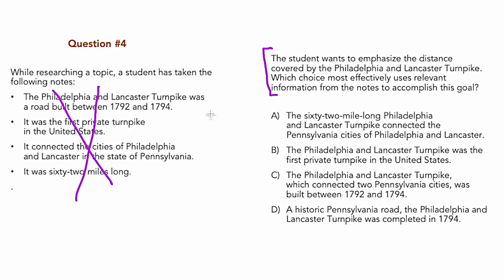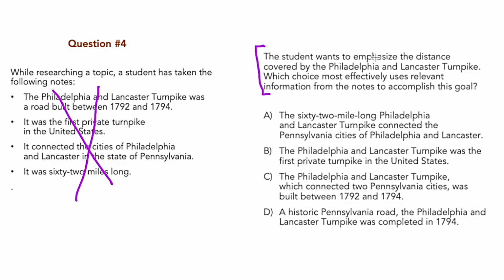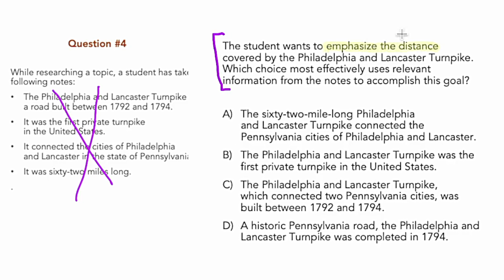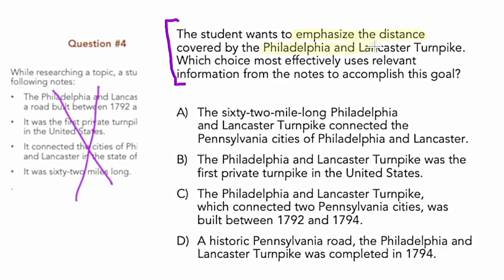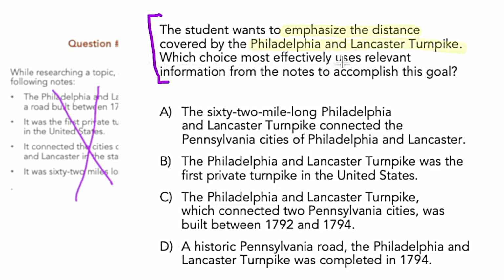So let's go ahead and read this question, and we're going to annotate as we go. The student wants to emphasize the distance covered by the Philadelphia and Lancaster Turnpike. Which choice most effectively uses relevant information from the notes to accomplish this goal? So just like the words in context one, this little question here is always going to be the same. So on the day of the test, you don't really have to read that either, once you've figured out that this is the rhetorical synthesis question. So we're trying to emphasize the distance covered by these 2 turnpikes. So we need something that is very much going out of its way to detail the distance of both turnpikes.